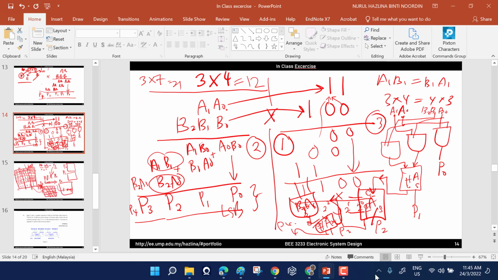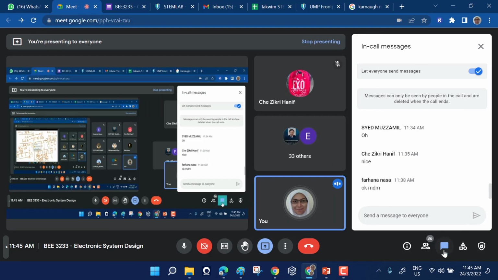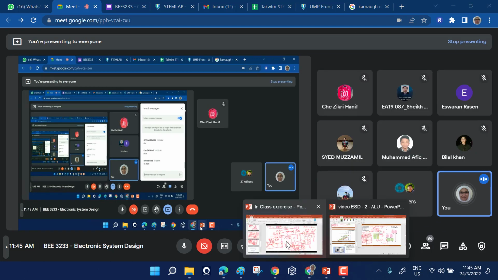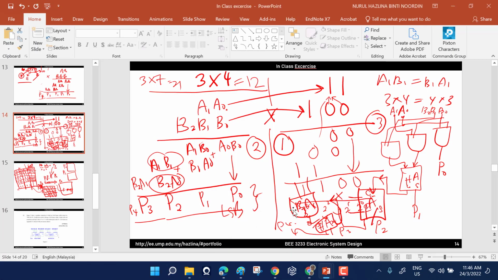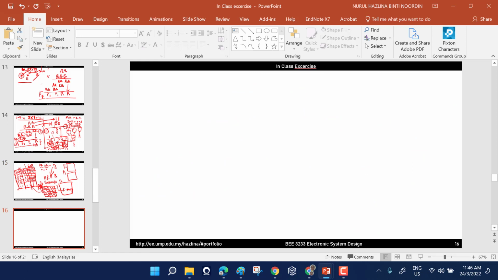Okay, other than that, any other question relating to the second way of doing it? The first way, we transferred like this. The second way of doing it is using a Karnaugh map. Okay, the third way is by using a multiplexer.